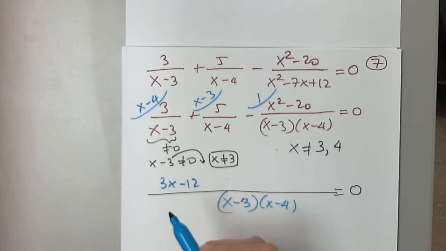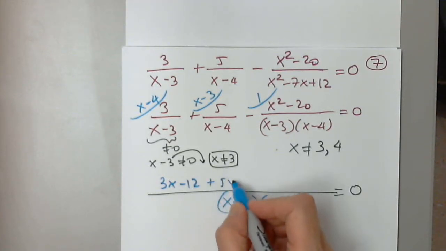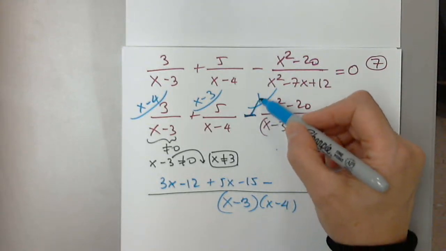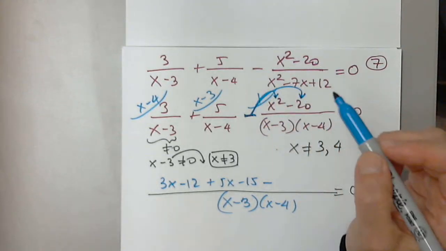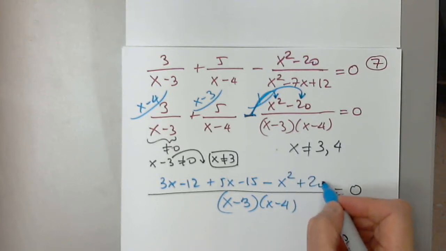3x minus 12. Do we all agree with that? Yes. Excellent. Plus 5x minus 15. Minus. Remember, the negative symbol, or negative 1, has to be distributed to everything that follows for that fraction where the minus is in front of. So it's minus x squared and plus 20.